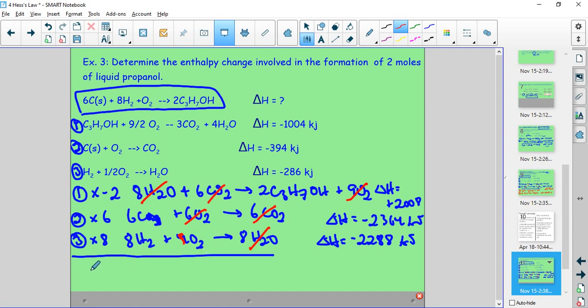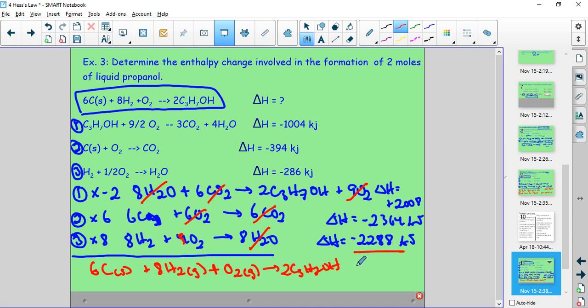Now, if we add everything up, we get 6 carbons, right? 6 solid carbons. We get 8, we're just rewriting, so 8 H2 here. Then that will be followed by our 1 oxygen that was left over. Okay, that produces what's left over in your product, only one thing, 2C3H7OH, and look, that matches our target reaction.